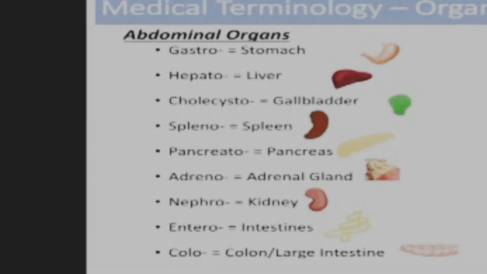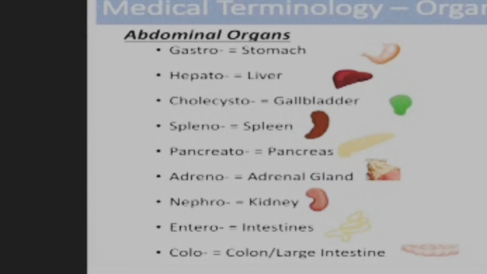Entero, intestine. Colon, large intestine. So we have two intestines, small and large. The large intestine goes to the anus part, and it releases all the feces and the waste material from the body. But it's like a whole system, digestive system, right? Start from ingestion to the release or excretion.